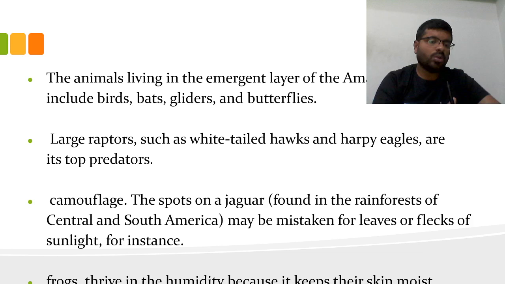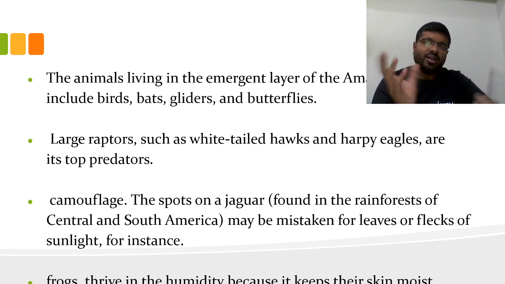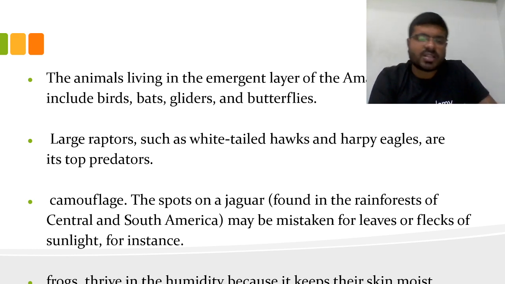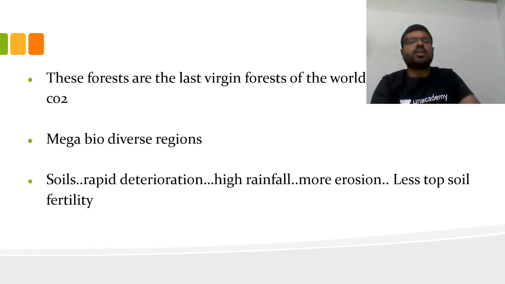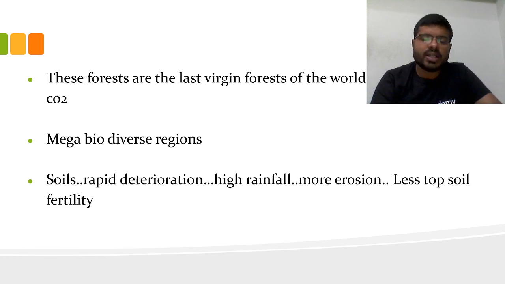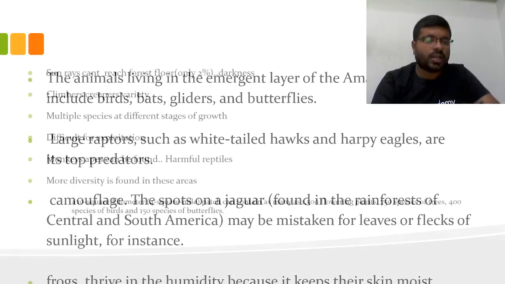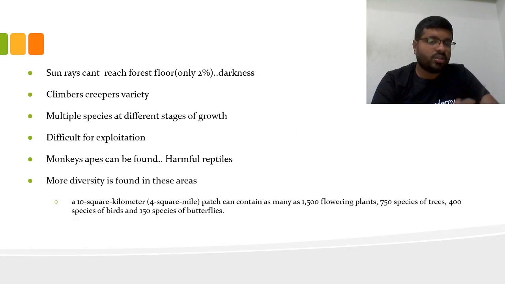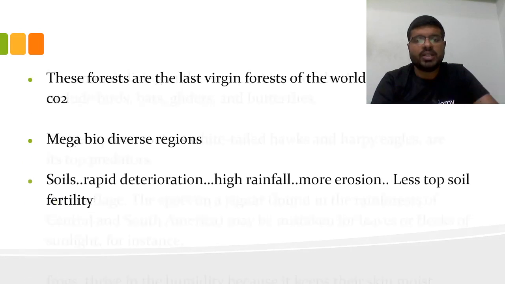Because this region has more rainfall, you will find more varieties of frogs. You can see in the news so often that new species of frogs are discovered in the Western Ghats of India. Because the Western Ghats of India have so much evergreen forest, you are finding new species which you are trying to identify. Then these forests are the last virgin forests of the world, because these are the unexploited forests of the world. In the interior areas there is more density, it is difficult to enter, and at the same time you are finding harmful reptiles in the interior.